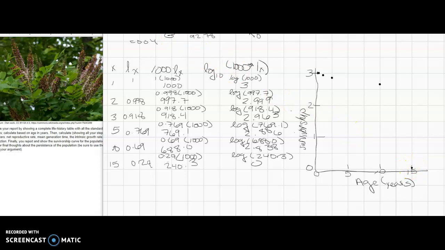And then you construct your best fit line. And remember there's 3 possible patterns, type 1, type 2, and type 3. And I think that this looks like a type 1 curve. And then you just have to add everything that you need to support your argument about whether or not the population will persist.